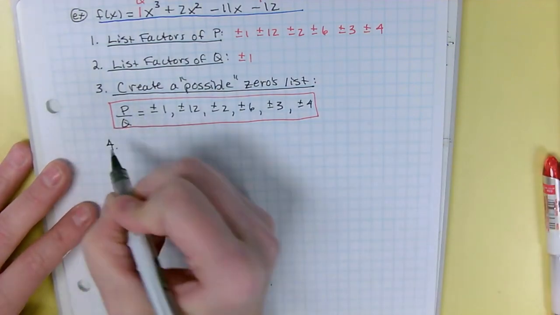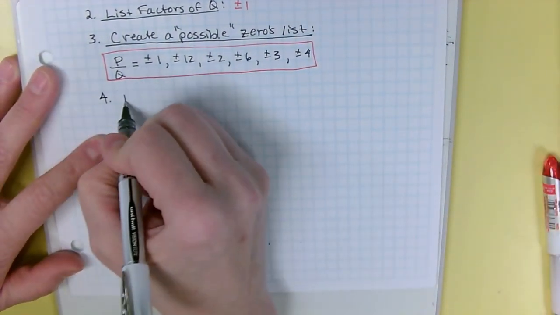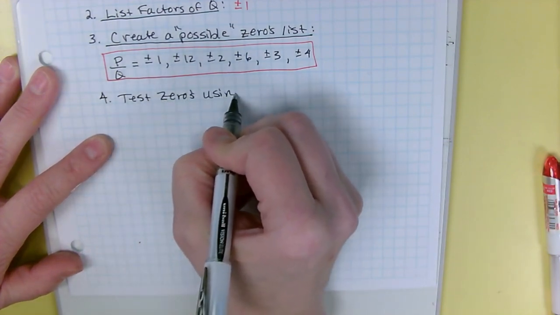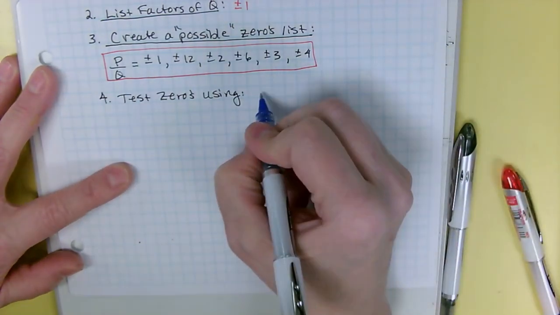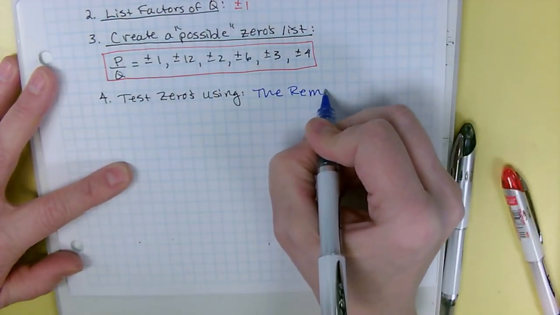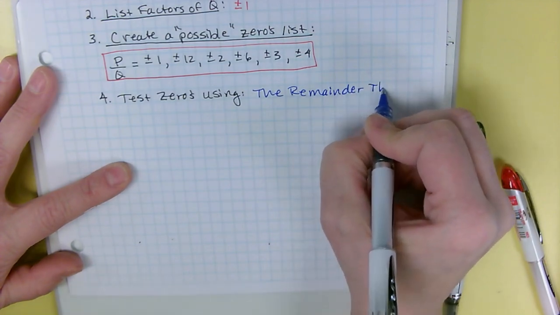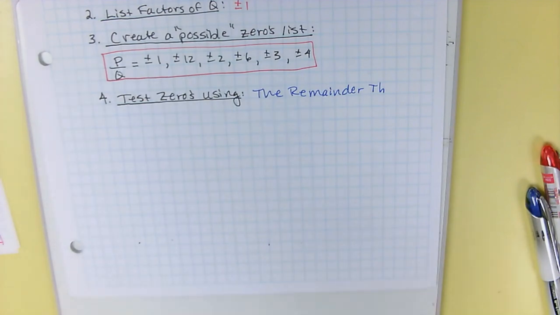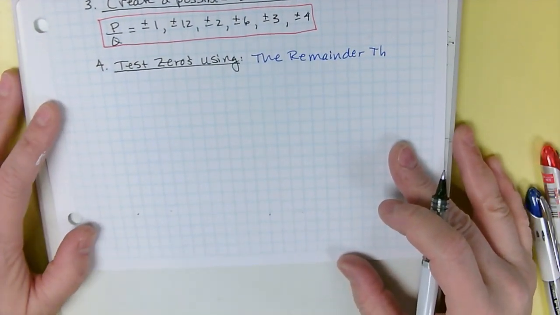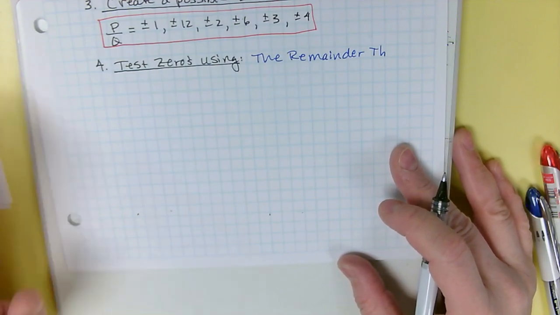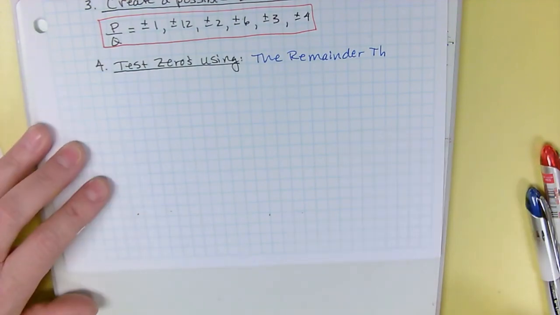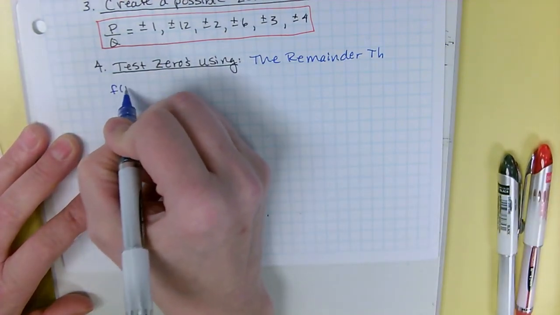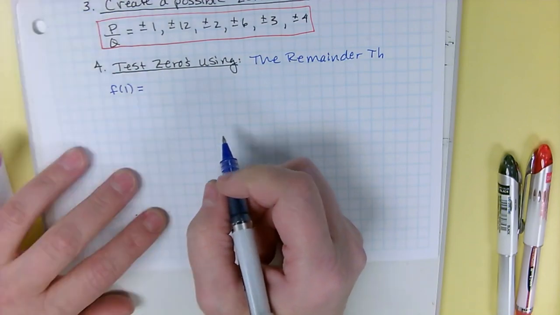So here is the guessing part. Don't you love guessing? We're going to test the zeros using the remainder theorem, which says if you direct substitute a number into the function, what it equals is the remainder. If it is equal to a 0, then it's a factor. Okay, so my favorites to start with are like 1 and negative 1 because they're easy. So I'm going to do f of 1.